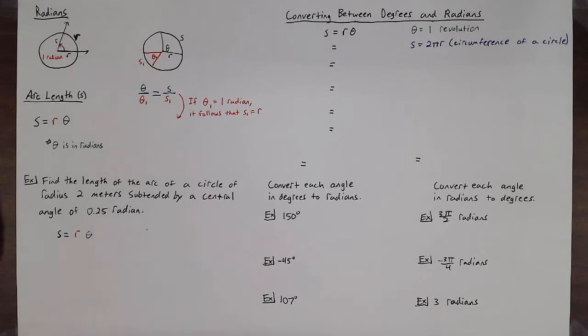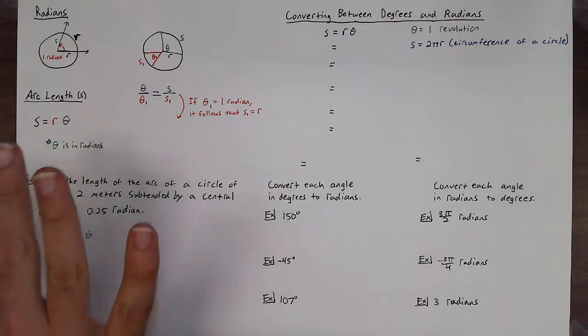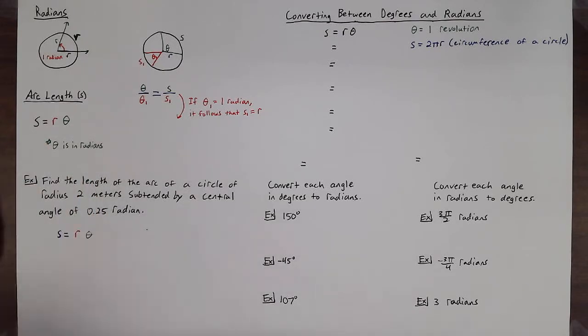In this video, we're going to learn about radians, which is another way to represent an angle besides degrees. Now, we're first going to start with an arc length formula before we get into how to convert between degrees and radians. Arc length is represented by S, which is equal to the radius times the angle, which should be in radians.